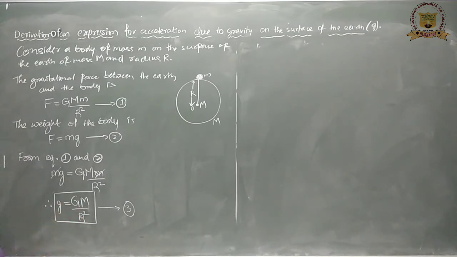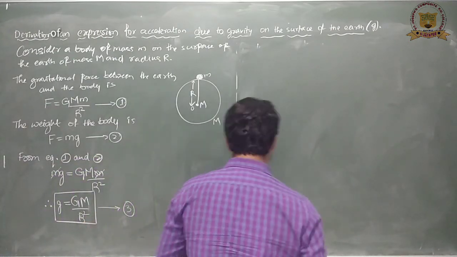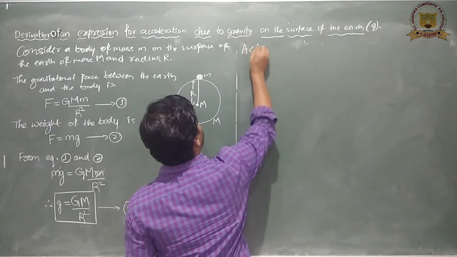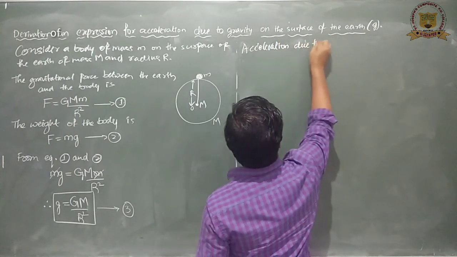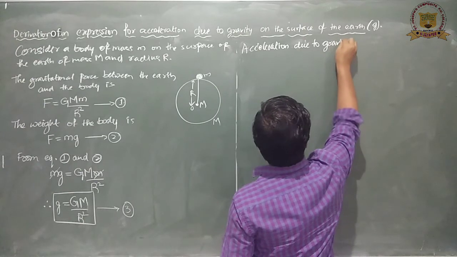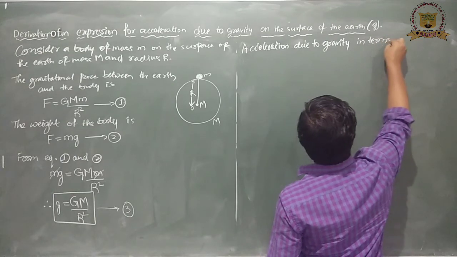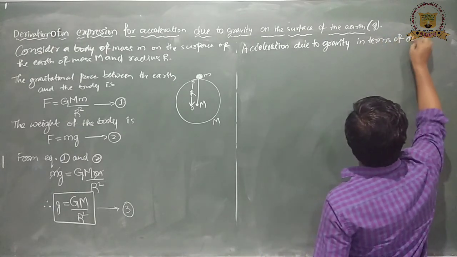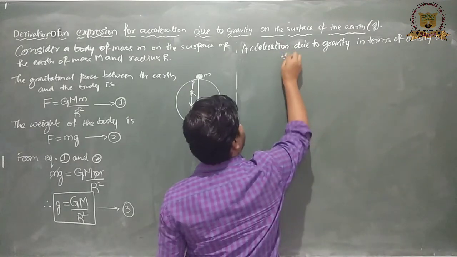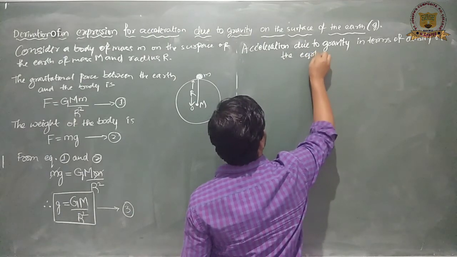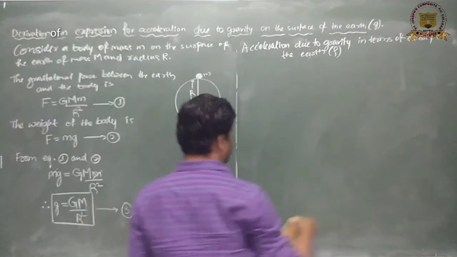Now we are going to express this acceleration due to gravity in terms of the density of the earth. The density of the earth is represented as rho.